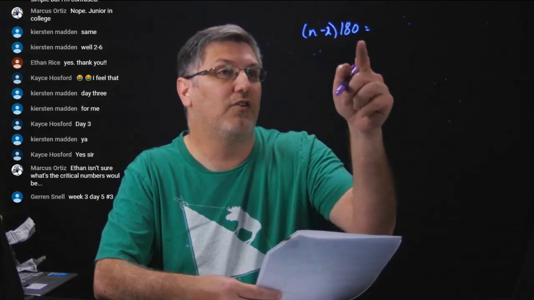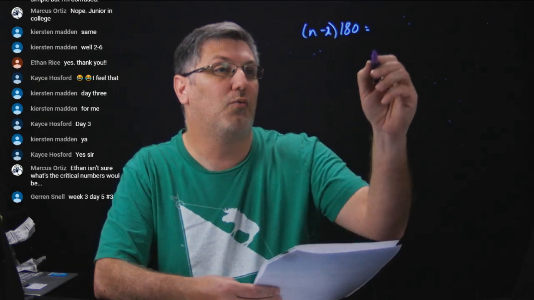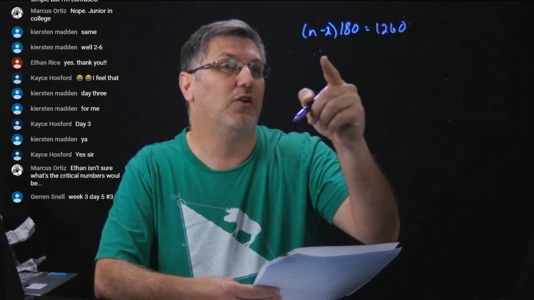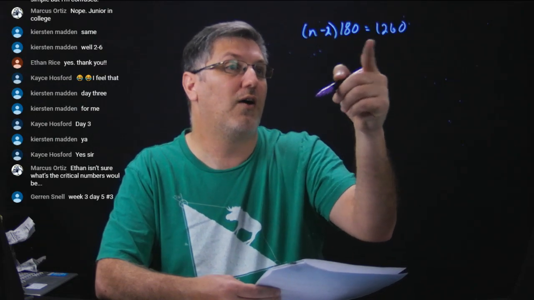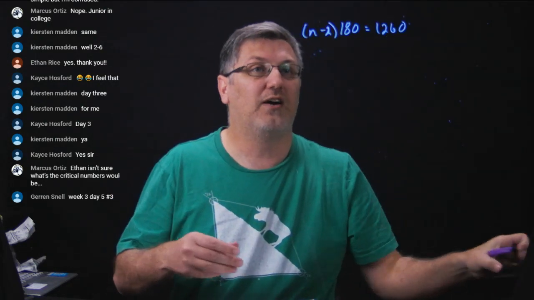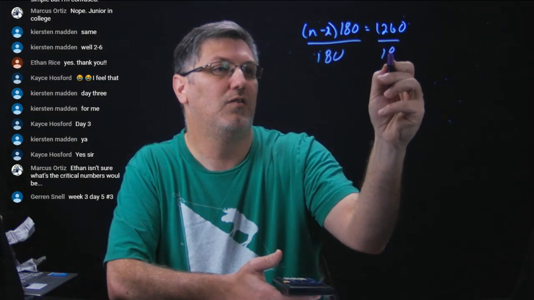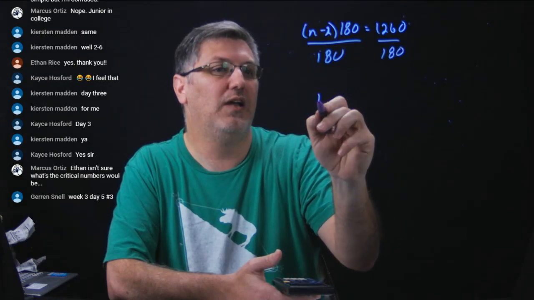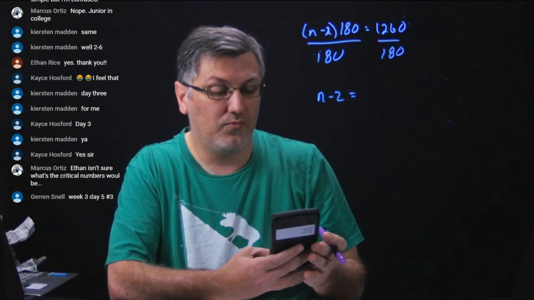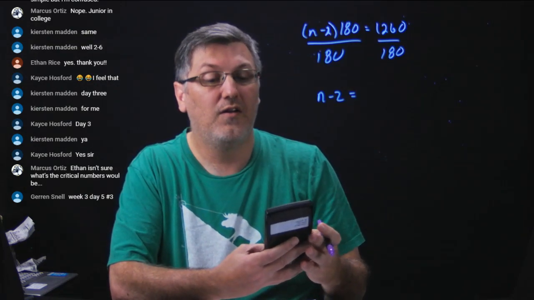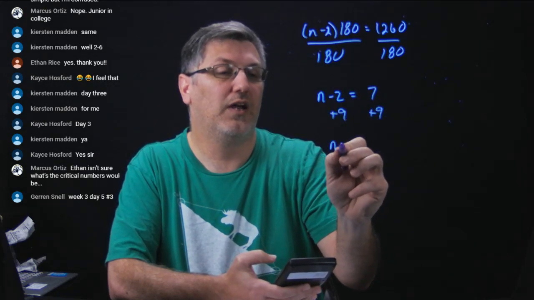Okay, so we have this formula that's our sum. The problem tells us the sum of the interior angles is 1,260. So we use our formula to find the sum, but now we're going to look for the number of sides. So now we're just going to solve this out. We divide both sides by 180, and this gives me n minus 2 equals 1260 divided by 180. That gives me 7. We just add 2 to both sides, and we get n equals 9.